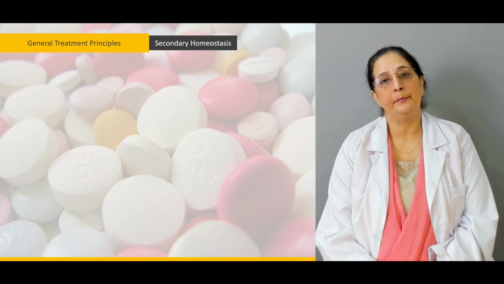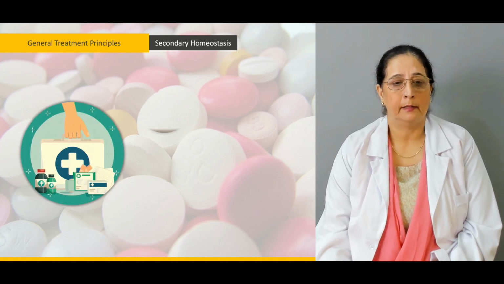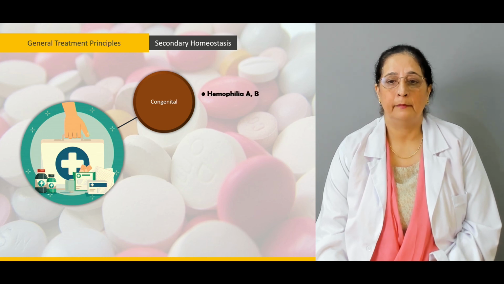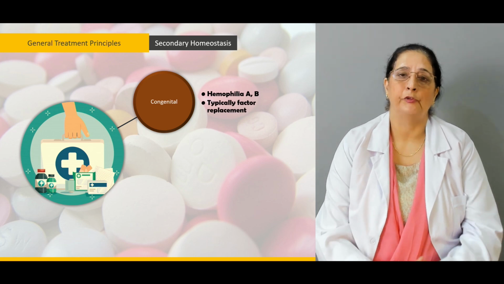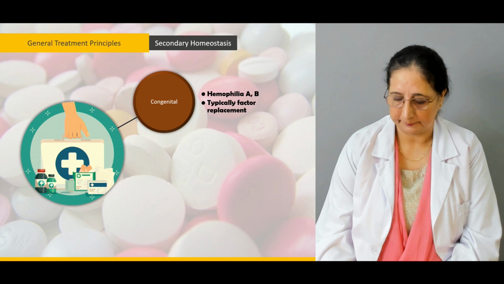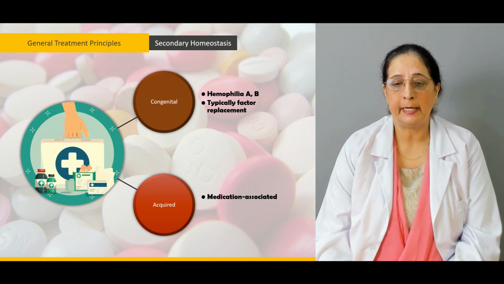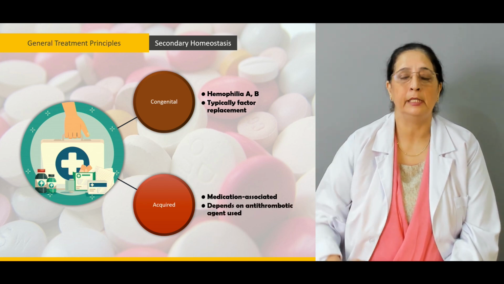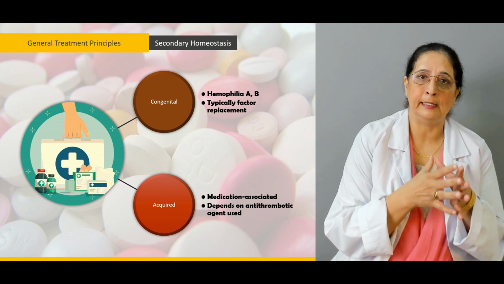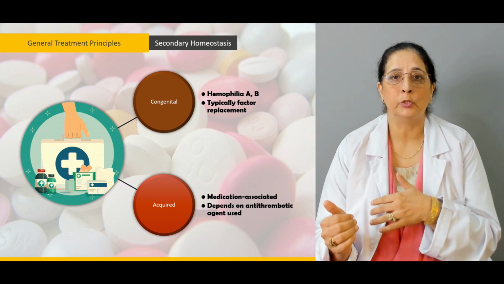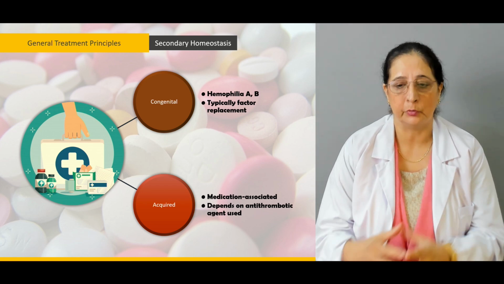Next, general treatment principles for the secondary hemostasis disorders. Congenital: hemophilia A and hemophilia B. Usually they are treated by factor replacement. If it's acquired, then it is medication associated, and it depends on the agent used and what medicine is used. So congenital hemophilia A and B, acquired mainly associated with the medications, and the management will be according to the drugs used.